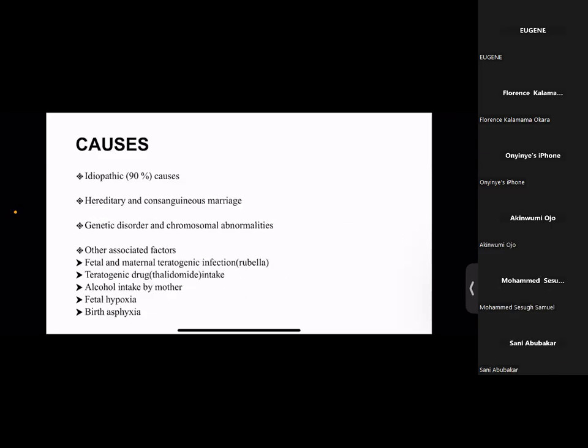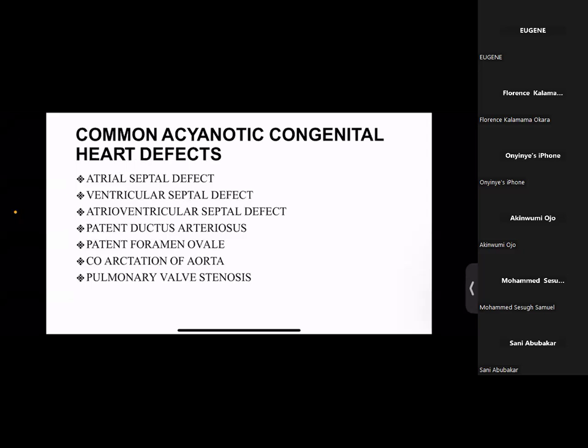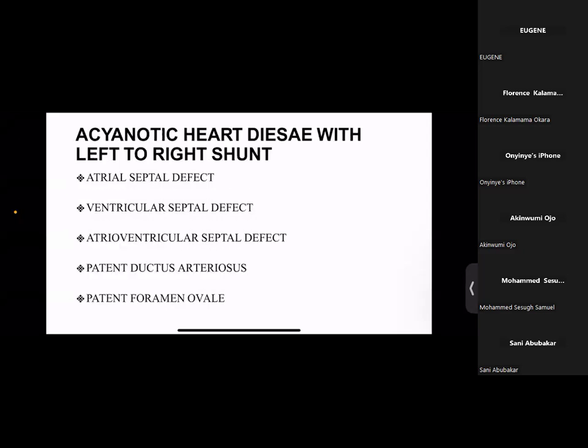There are several causes of acyanotic congenital heart diseases. It could be idiopathic, it could be genetic. Other associated factors can be teratogenic, from drug intake like thalidomide, alcohol intake by the mother, and it can also be caused by beta-acidemia. There are several acyanotic congenital heart diseases as listed here, but it's important for us to know that what we're presenting today is acyanotic heart diseases that cause left to right shunt. So not all of them cause left to right shunt. The ones listed here are the acyanotic heart diseases that cause left to right shunt.